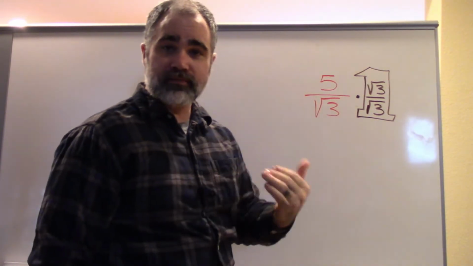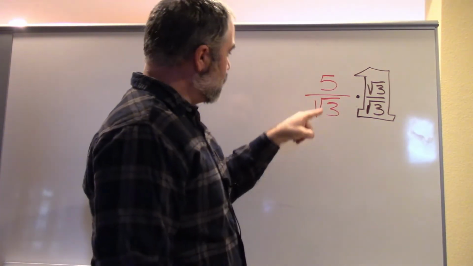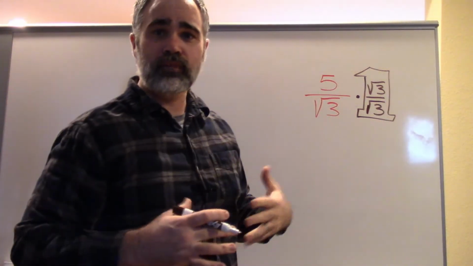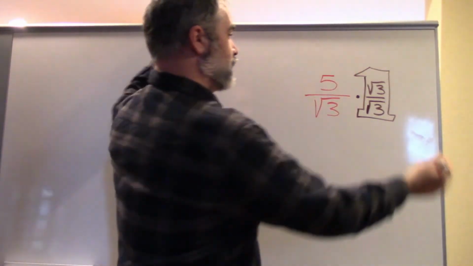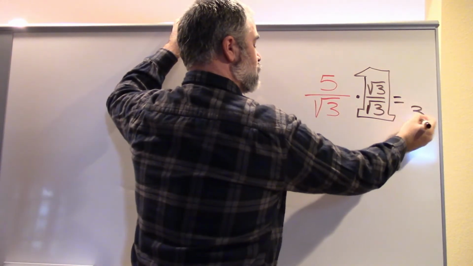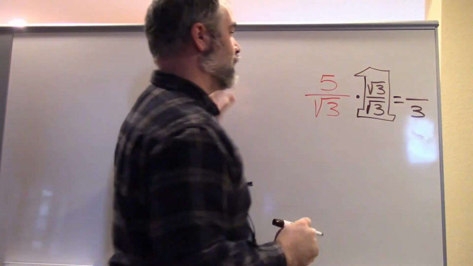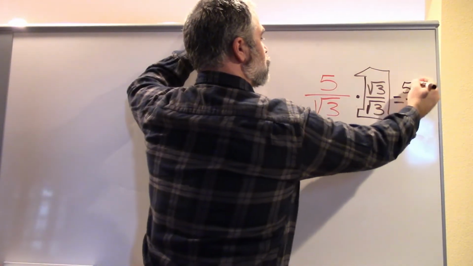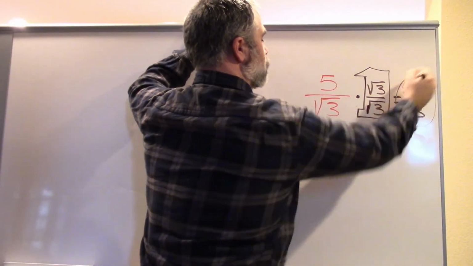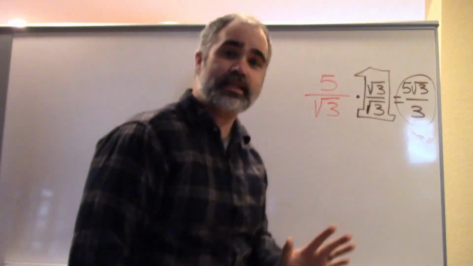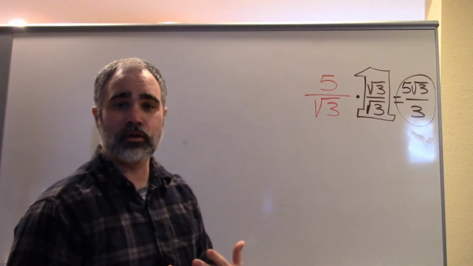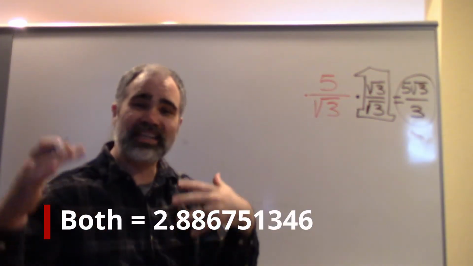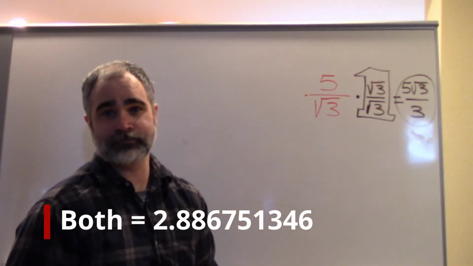And look what happens if I do that. The square root of 3 times the square root of 3, remember we talked about this before, just equals 3. It cancels out. I have a rational denominator. And in the top, I have 5 root 3 over 3. You can always check to see if you've simplified your square root correctly. Type this into your calculator, type this into your calculator. It should give you the exact same decimal approximation.